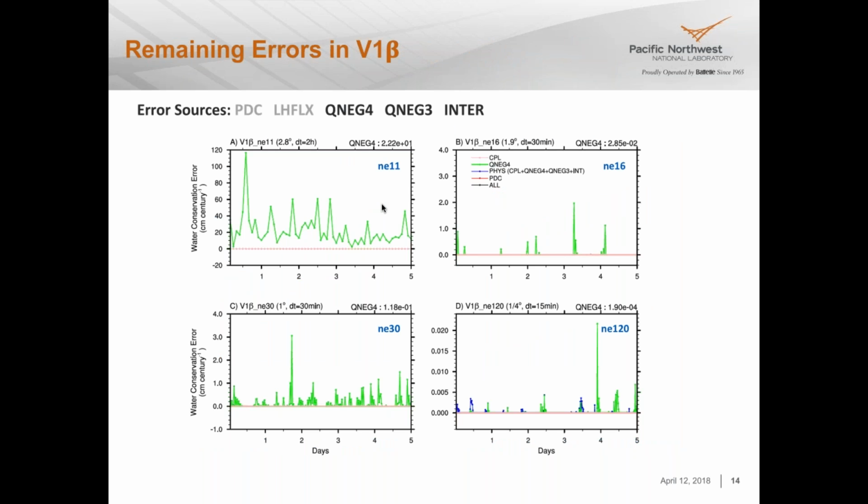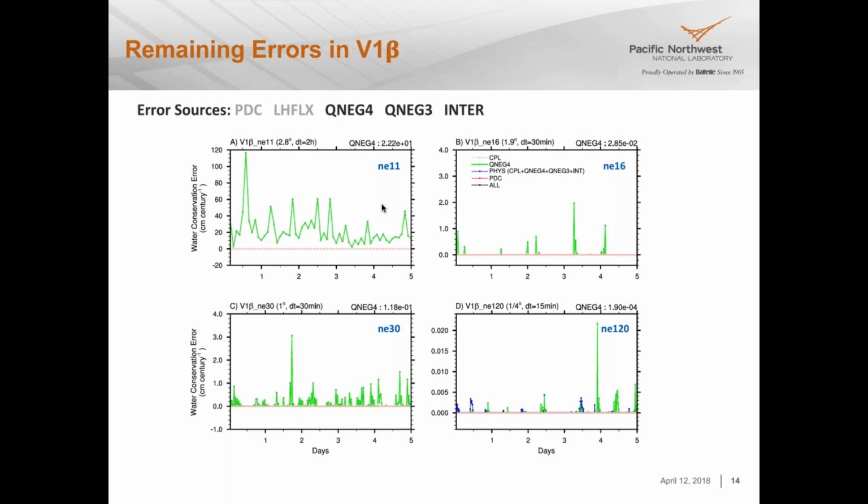Next slide. So after fixing the physics-dynamics coupling error and the errors associated with the latent heat flux calculation at the CLUBB interface, we have been able to reduce the error greatly in V1 beta. So the error is reduced by a factor of 80 for the N30 simulations.